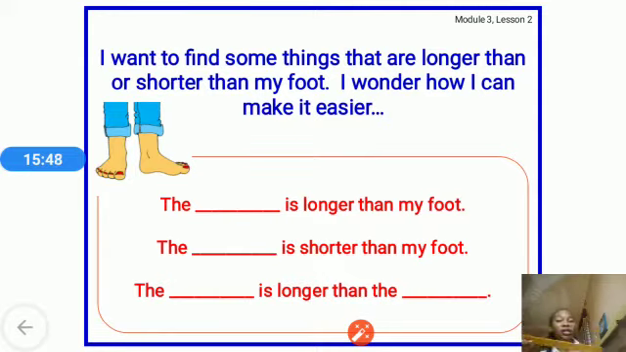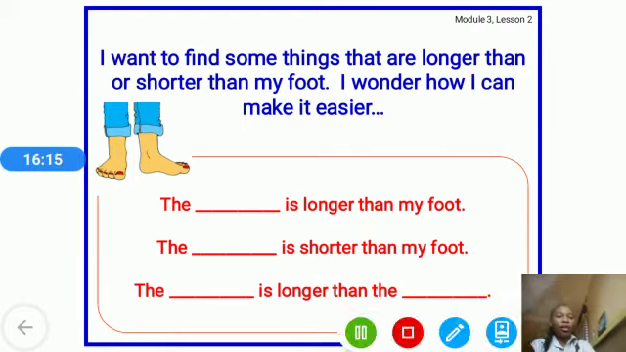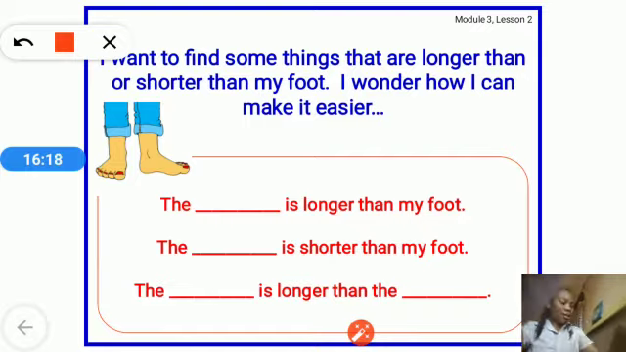The first one says the dash is longer than my foot. So, what do you think? Is my ruler longer than my foot? Or is my marker longer than my foot? No, this can't be longer than my foot. I think my ruler is longer than my foot. So in place of my dash, I'm going to write ruler.